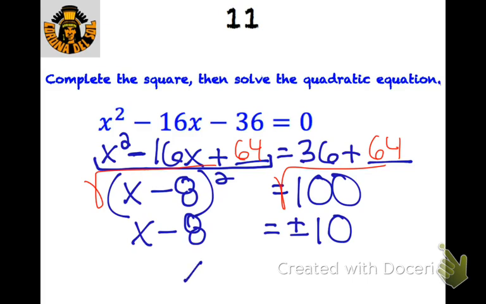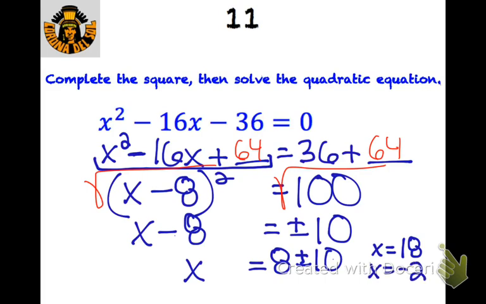And then we're going to say x equals, we're going to add the 8 over. So that's 8 plus and minus 10. Now we get two really good answers out of this. We get x equals, and you can see the 8 plus 10, which is 18, and then you can see the 8 minus 10, which is -2. So those are your two answers.